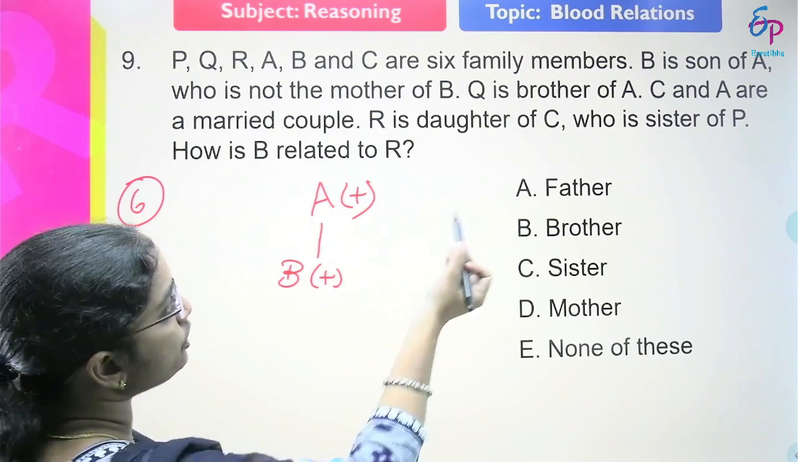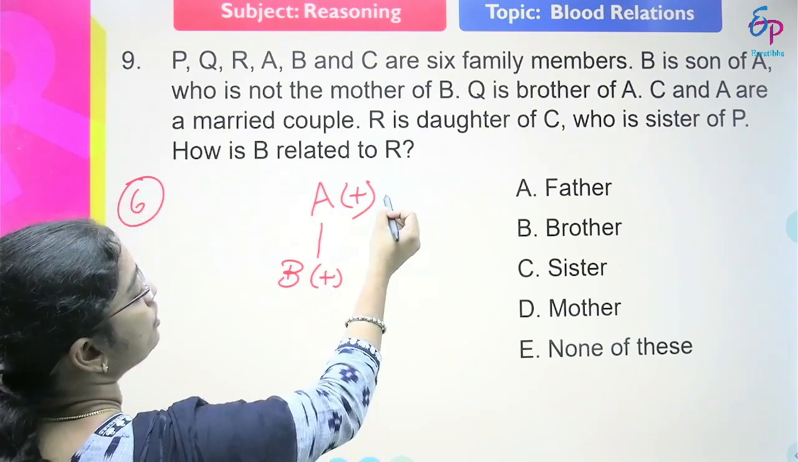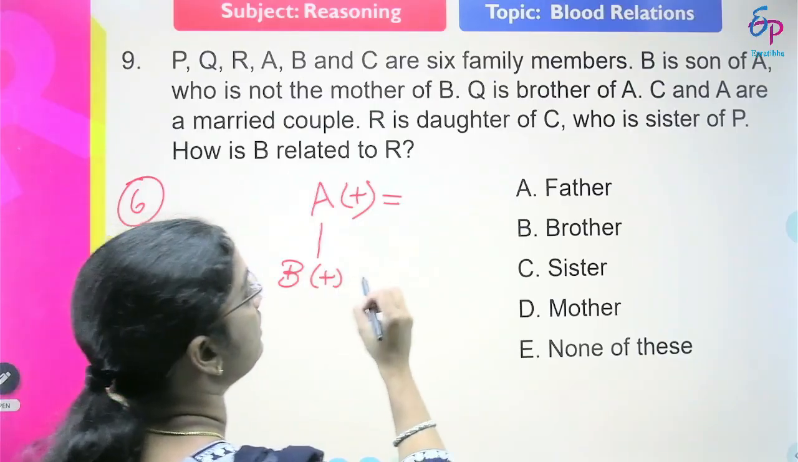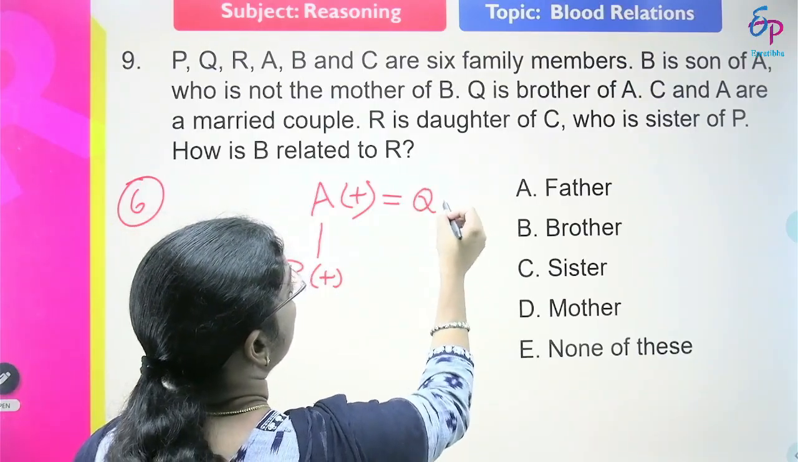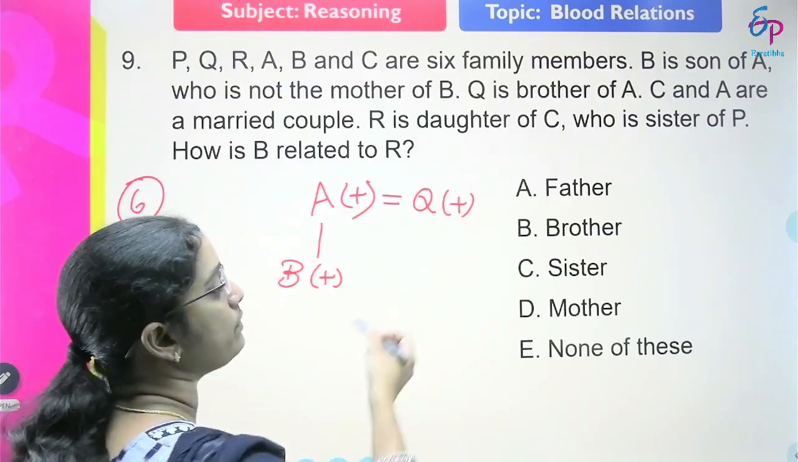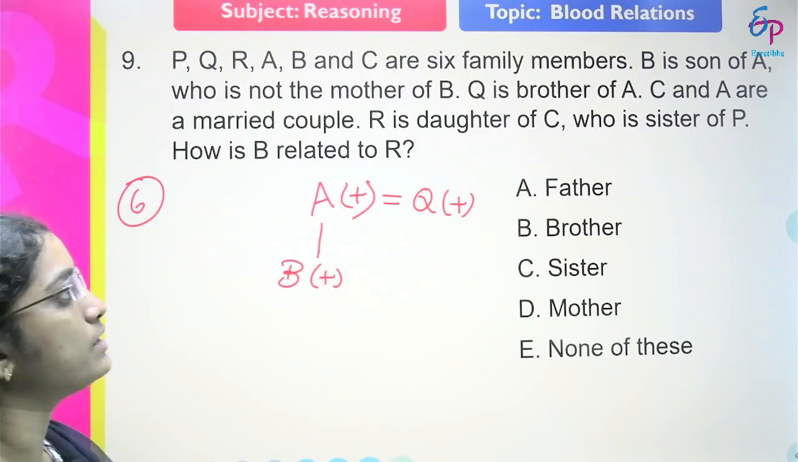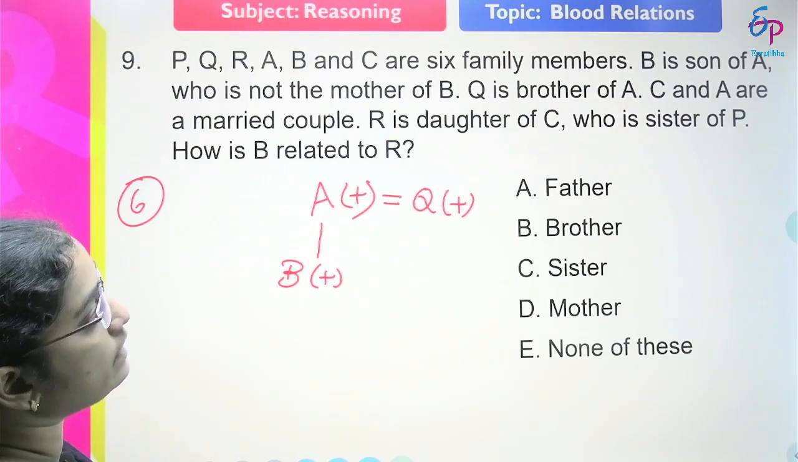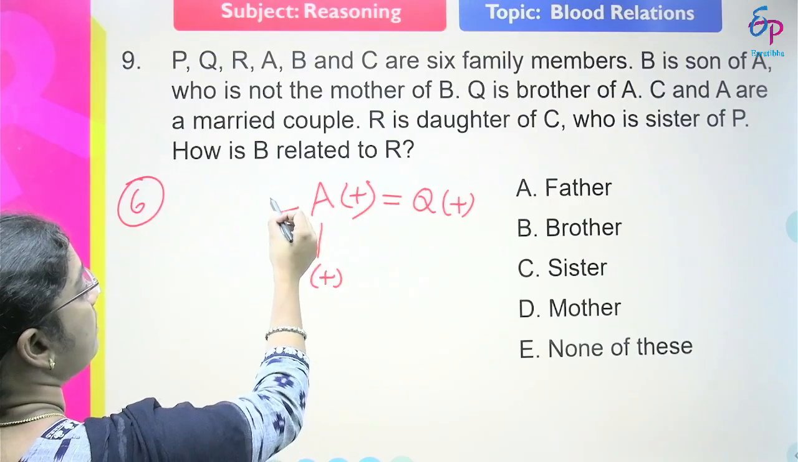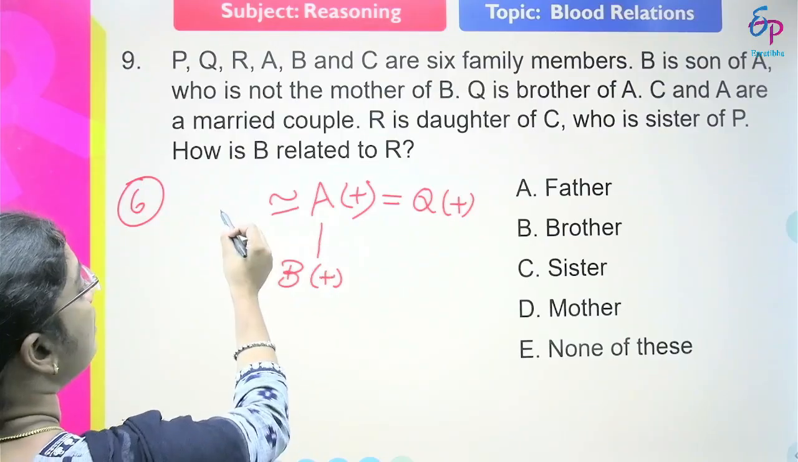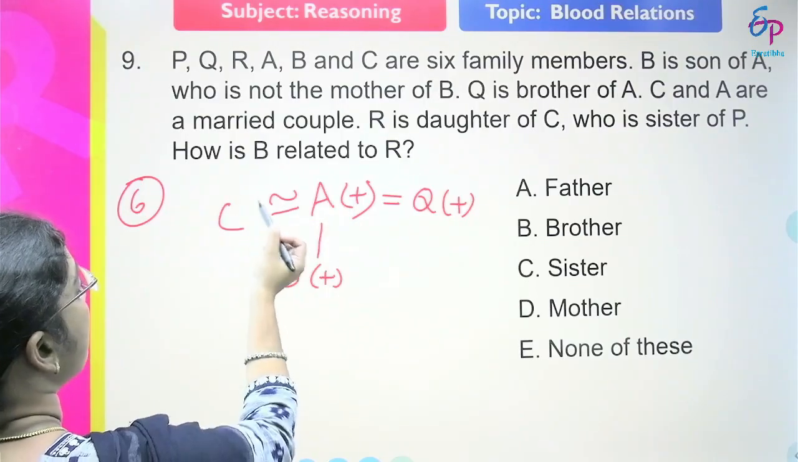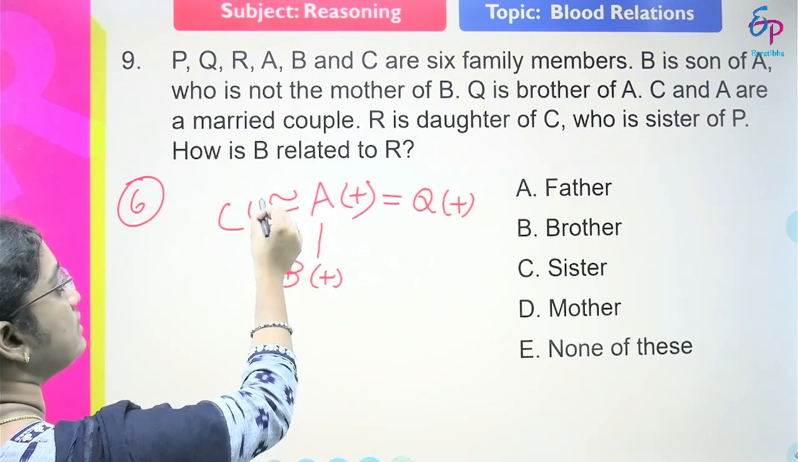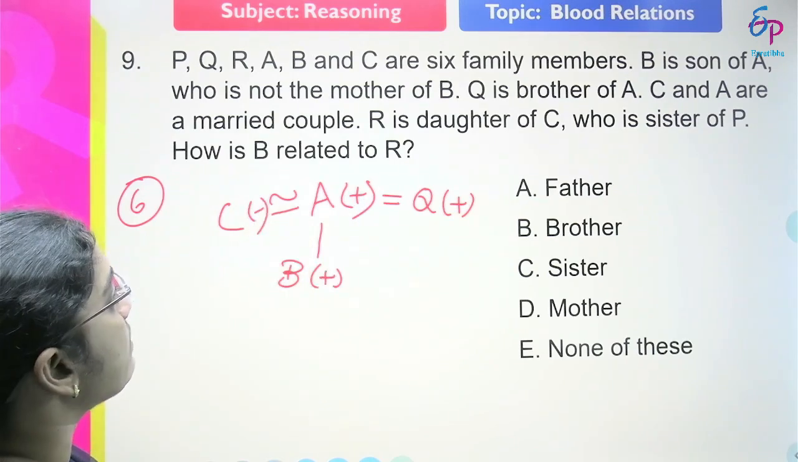Then Q is brother of A. Brother means siblings, so for siblings we need to use the equal symbol for indication. Q is brother, so brother means plus symbol. For males we are using only plus symbols. Q is brother of A, right? Then C and A are a married couple. For couple indication we need to use the equating symbol. If C and A are a married couple and A is plus, then definitely C is female, right? So A and C are a married couple.